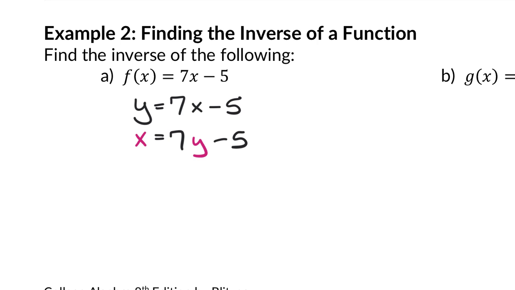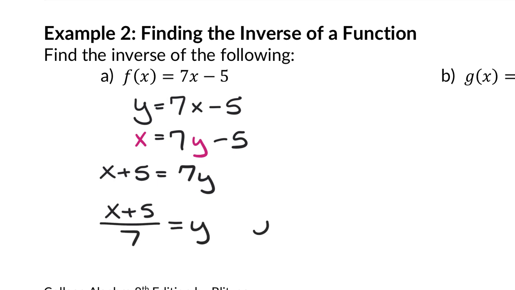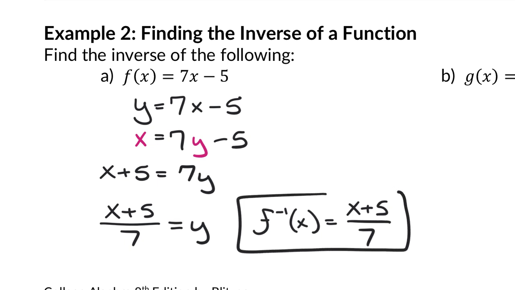But now we want to solve for y. I want to get the y by itself again. How do I start getting the y by itself? Plus 5. So I'm going to add 5 to both sides. And then what? Divided by 7. So if I do x plus 5 over 7, that's going to be equal to y, which means, to make it look fancy, we say f inverse, or the inverse function of f, is x plus 5 over 7. You just make it look nice and tidy at the end with the fancy function notation.